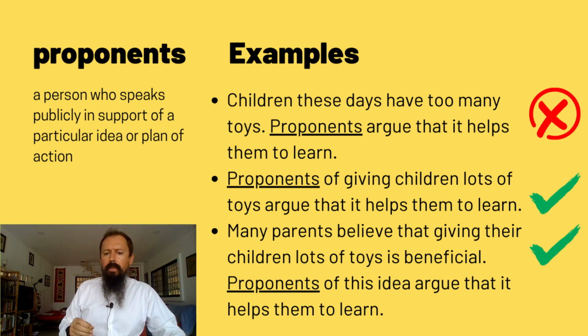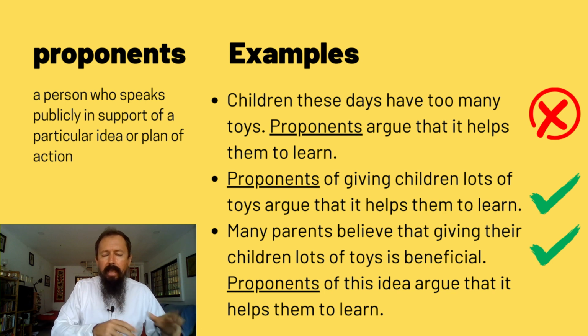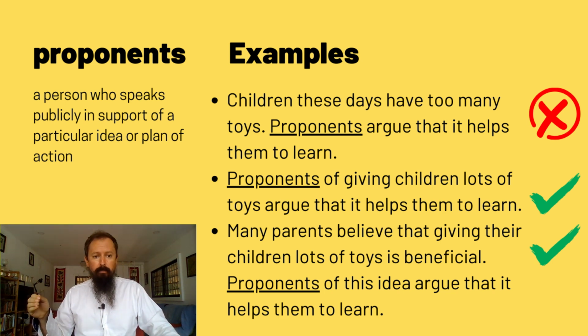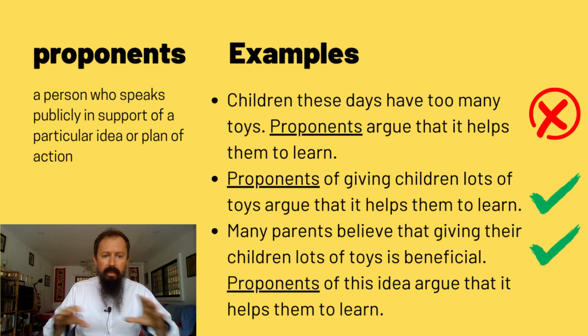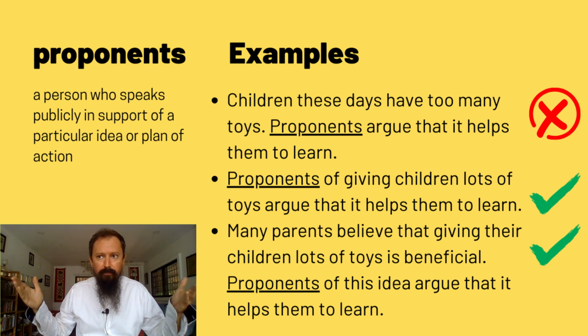Or we could reframe it a little. Many parents believe that giving their children lots of toys is beneficial. Proponents of this idea argue that it helps them to learn. So now we're referring back to the previous statement, but even then we're saying proponents of this idea. We don't have to say proponents of something. We can definitely just say proponents, but the previous sentence or clause, usually sentence, has to very clearly state something that these people are in favor of. It can't be vague. It can't be unclear. It has to have a concrete meaning, or else your reader is left going, what are they proponents of? It has no meaning.